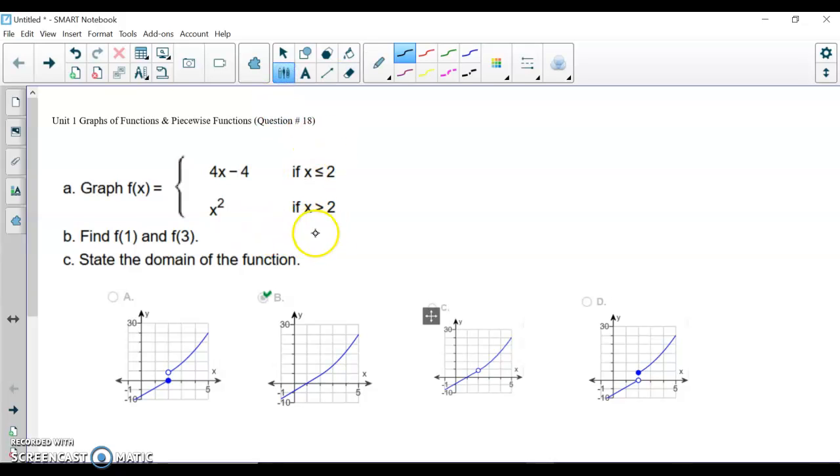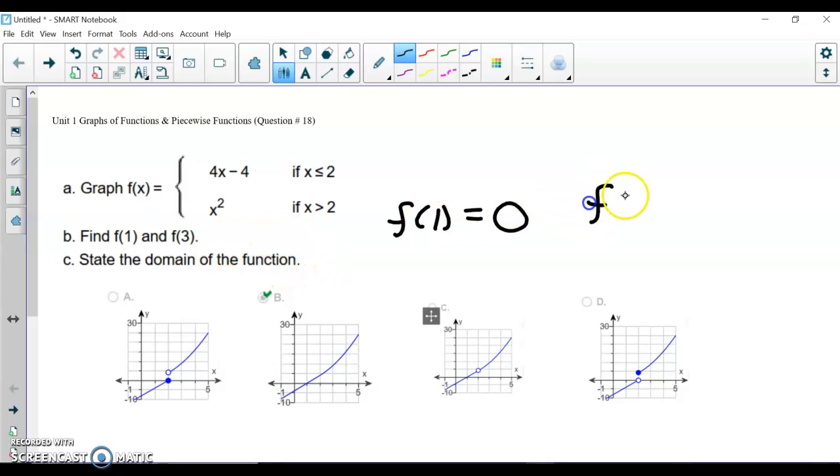Okay, let's proceed to B. So B says x is 1. What is the output, essentially? F of 1. F of 1 means what is the output when x is 1? Well, we should start off by considering x is 1 means we're talking about the top row, because if x is 1, x is less than or equal to 2. Right? So plug in 1 here, you get a 0. So we get 1, 0.